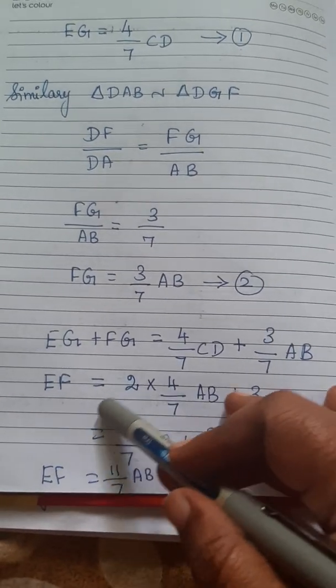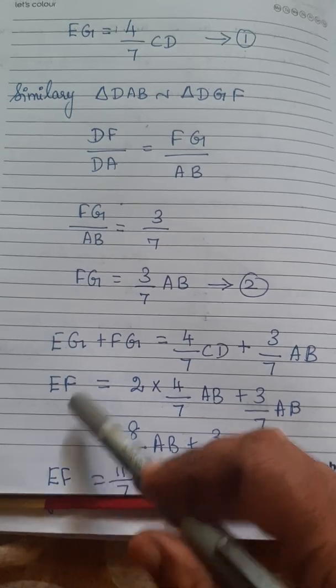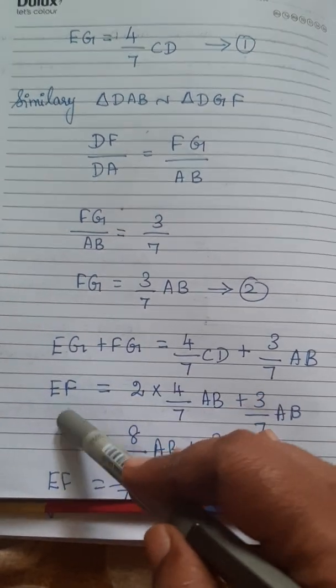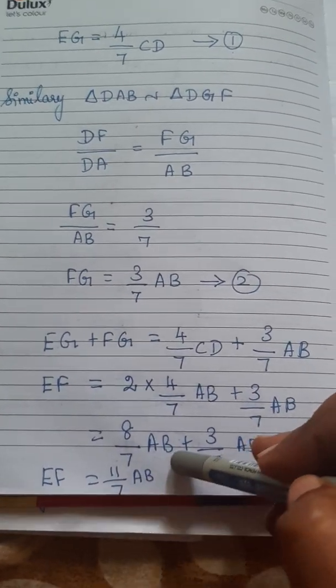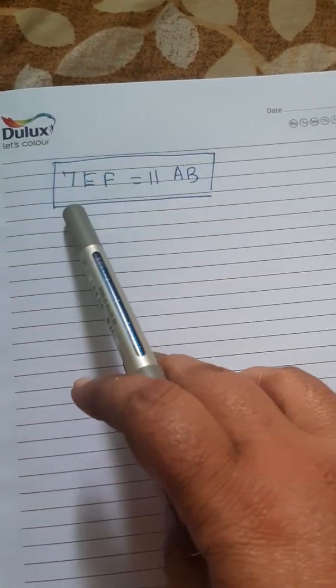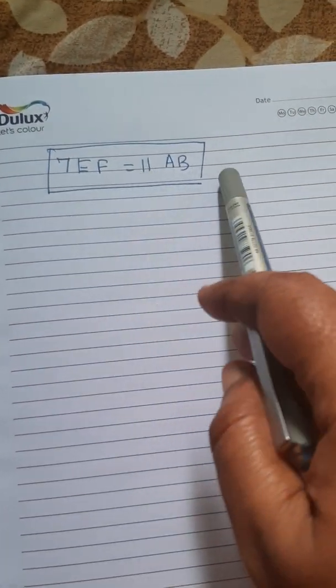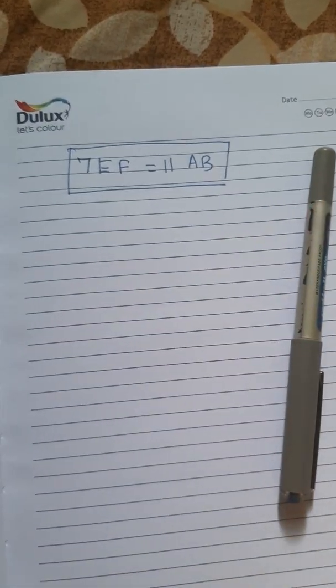So if I am just going to simplify this, I will have EG plus FG is nothing but EF. So EF is equal to 11/7 of AB. So 7 times of EF is equal to 11 times of AB. So that is what is asked.